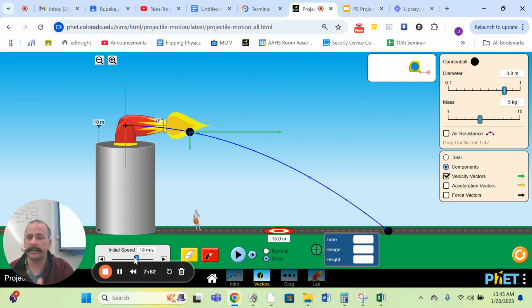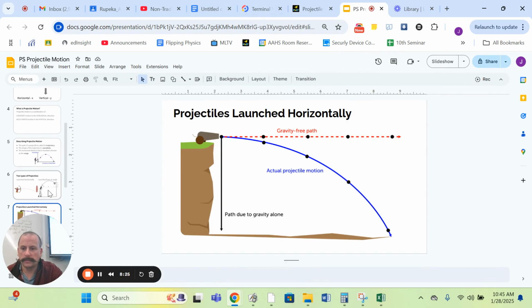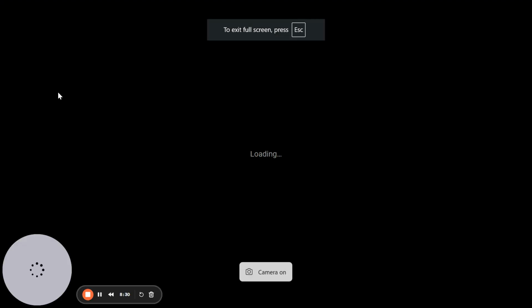It's going 18 meters per second forward every single second that the projectile is in the air. But as it is falling, it's also accelerating back down towards the ground. It's in free fall, our last unit that we just finished. And this is just going to keep getting faster and faster until it hits the ground, and then it's not going to be moving anymore. Next slide view. Okay, back to the slideshow.